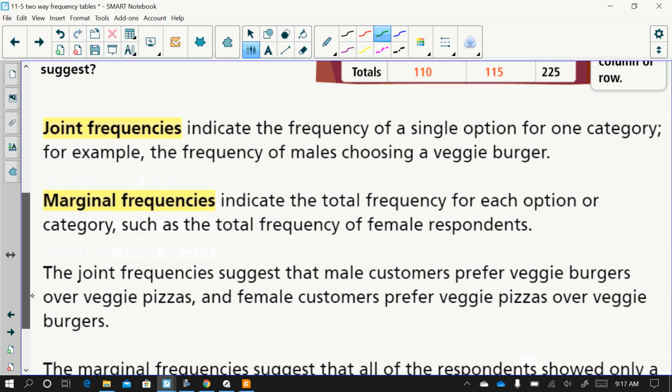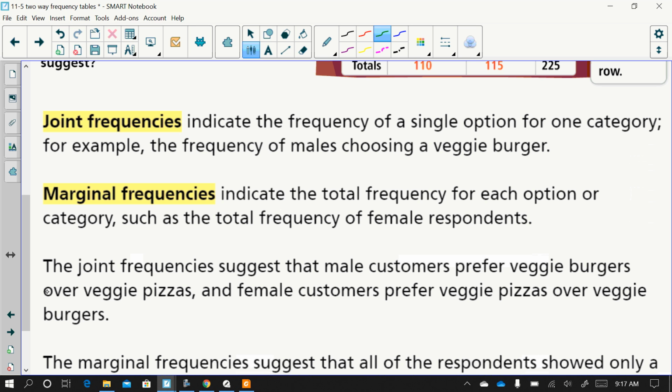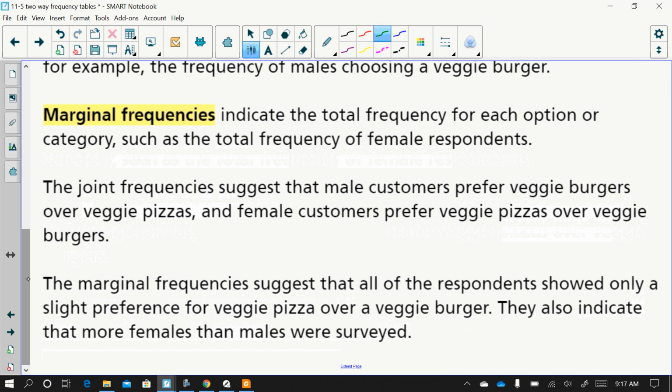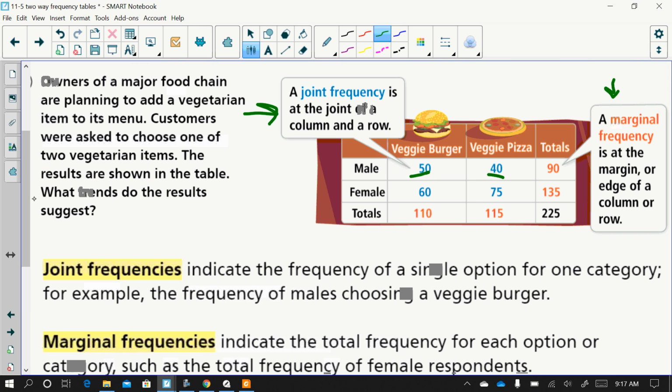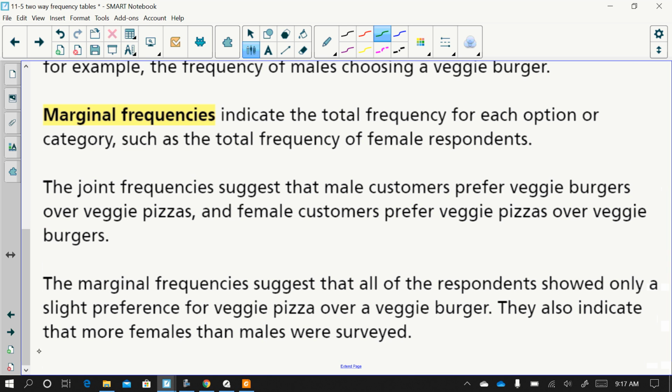So joint frequency suggests that male customers prefer veggie burgers over veggie pizzas, and female customers prefer veggie pizzas over veggie burgers. Marginal frequencies suggest that all the respondents showed only a slight preference for veggie pizza over veggie burger. They also indicate more females than males were surveyed. If I look here, I have 115 to pizza and 110 to the burger, so those are close. But then I look here, and you definitely see a lot more females were surveyed. So that's kind of what we can look at.